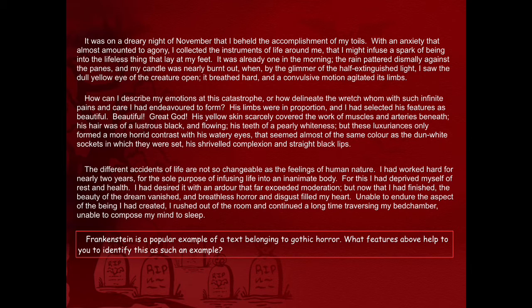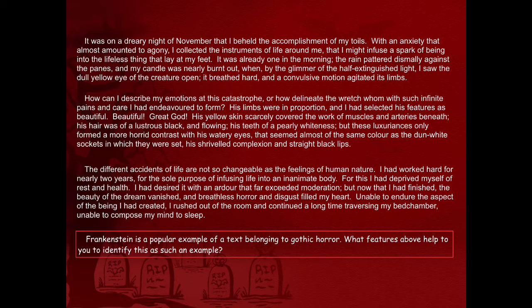"I collected the instruments of life around me, that I might infuse a spark of being into the lifeless thing that lay at my feet. It was already one in the morning. The rain pattered dismally against the panes, and my candle was nearly burnt out." So the failing light that we spoke about in the checklist. "When by the glimmer of the half-extinguished light, I saw the dull yellow eye of the creature open."